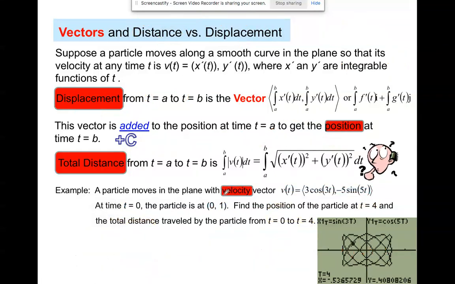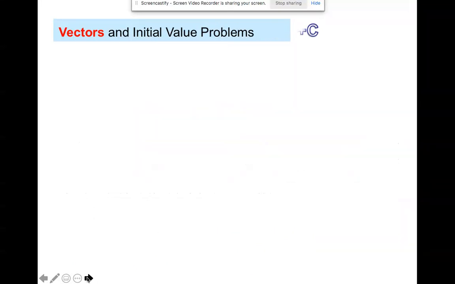So again, don't forget here, you were given velocity. Now, initial value problems: notice that in the problems I just did, you were actually given the initial condition, and you just had to make sure to add it. For initial value problems, you have to solve for the plus c. So I'll show you what that looks like.